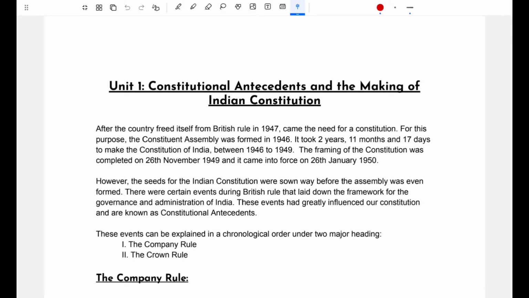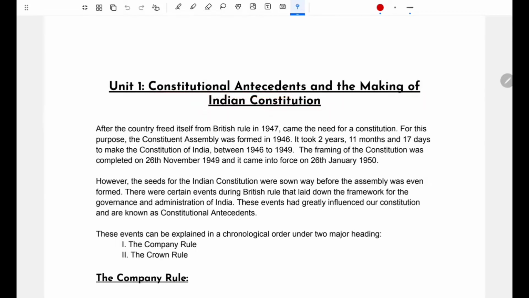Hello guys, this is the second video in this series where we discuss a GE paper from Delhi University's Political Science Department. This is called Introduction to Indian Constitution. In this video, we are going to discuss the first unit of this paper, and that is Constitutional Antecedents and the Making of Indian Constitution.